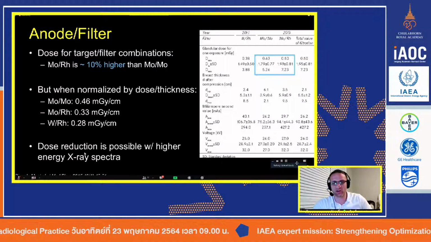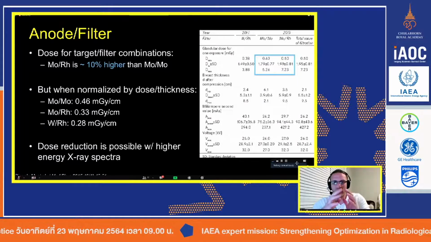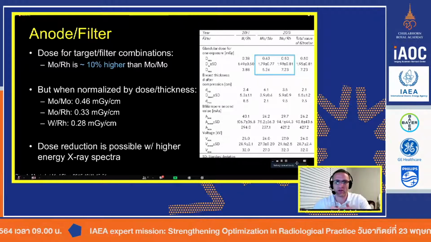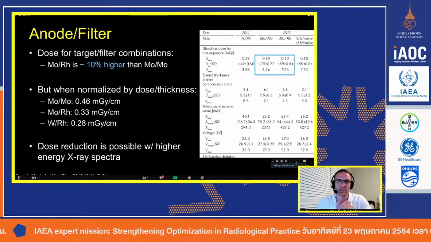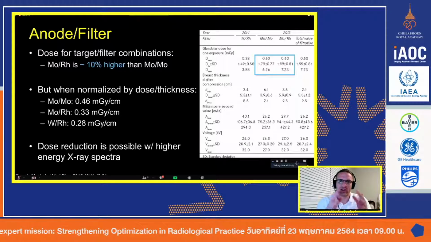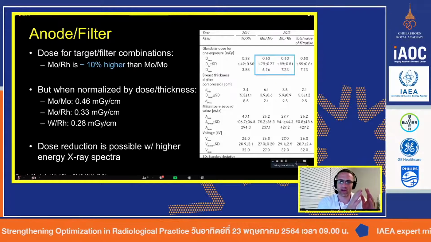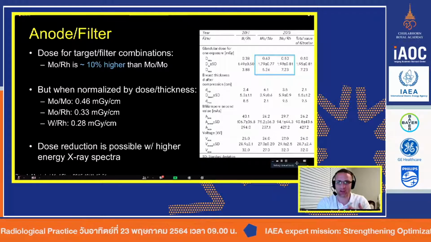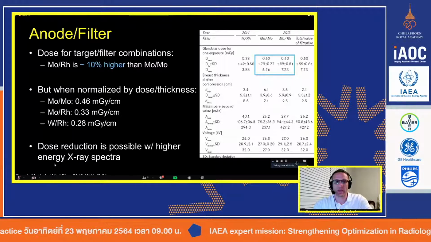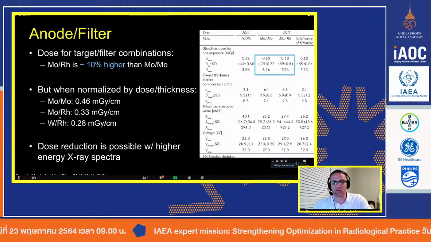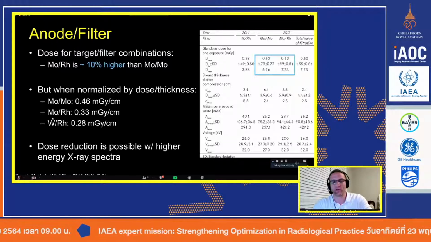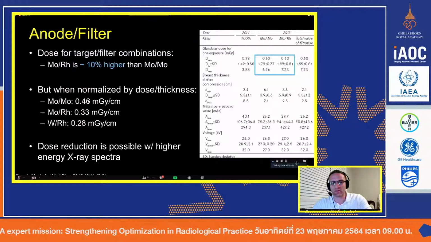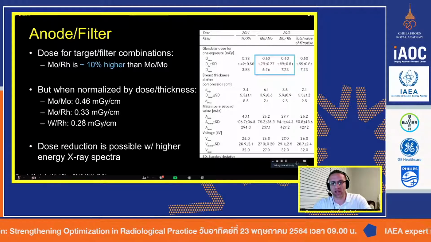So the take-home message here is, as your X-ray spectrum gets higher, or you get a higher half value layer, the dose goes down. Moly was the least penetrating. It had the lowest half value layer, which makes sense. It's going to have the biggest dose per breast as a function of thickness. And this right here is why we get really good dose reduction in digital mammography these days, because we typically use tungsten rhodium, and it's basically almost half of the moly.